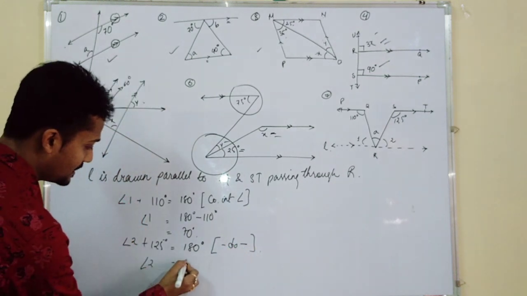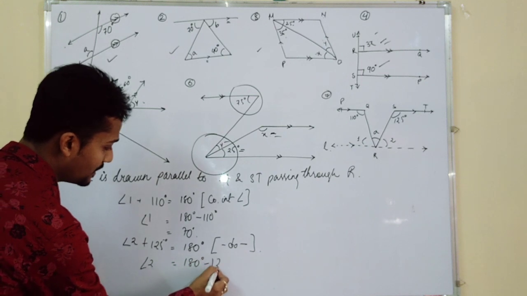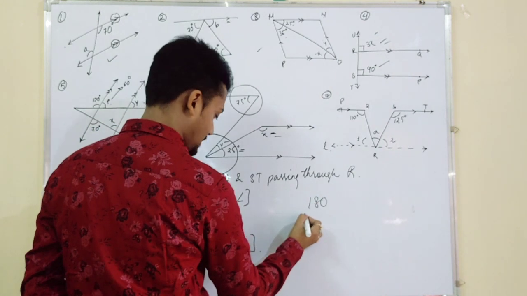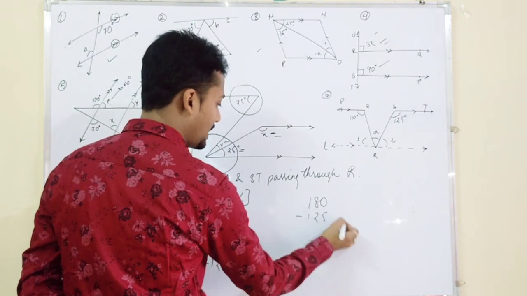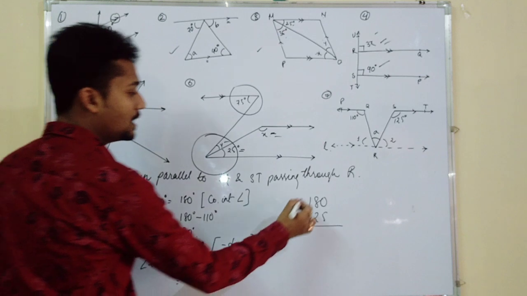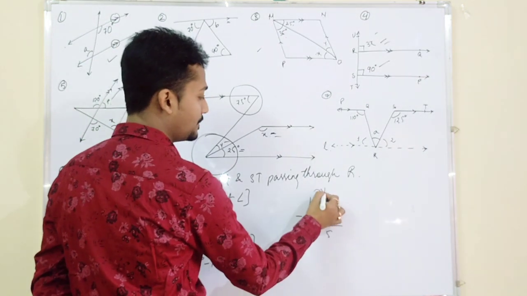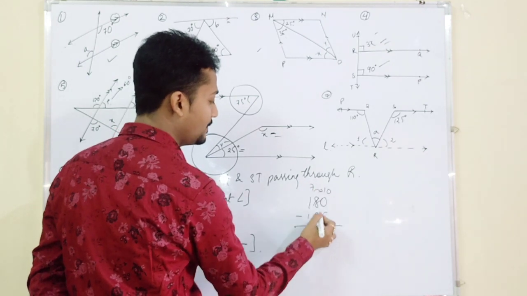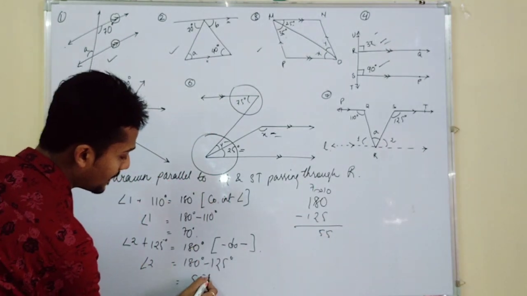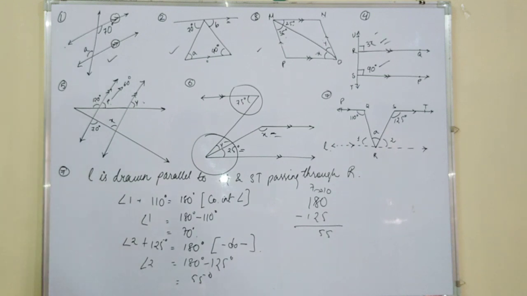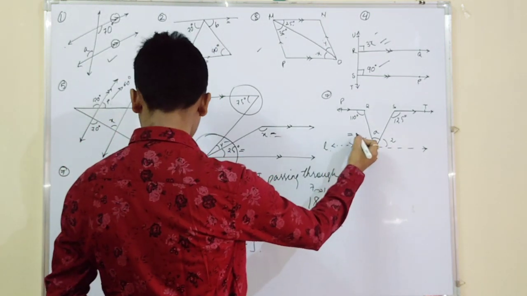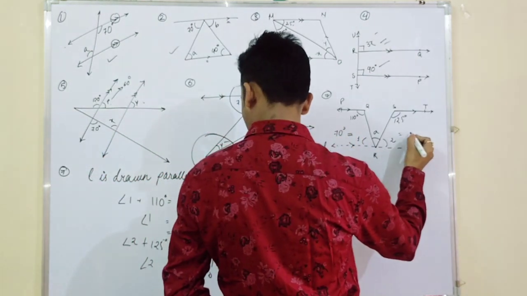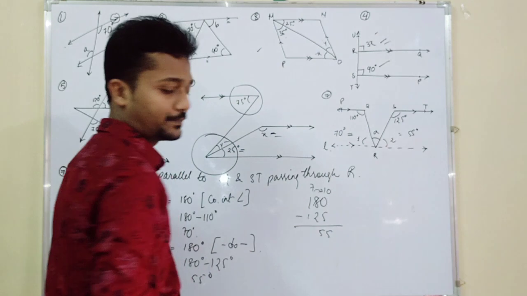So angle 2 is equal to 180 degree minus 125 degree, which is equal to, always I suggest you to subtract by putting the values properly. So if we carry 1, it will be 5. That means 10 minus 5 is equal to 5. How much is left? 7. 5. 55 degree. Okay, 55 degree. That means angle 1 we have got as 70 degree and angle 2 we have got as 55 degree.